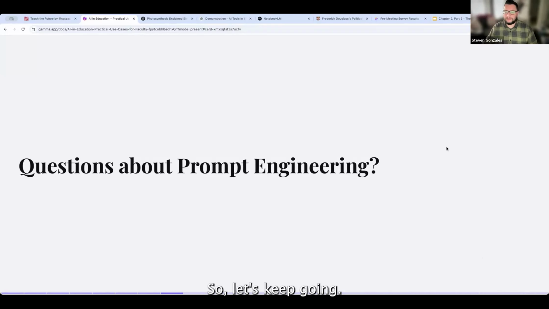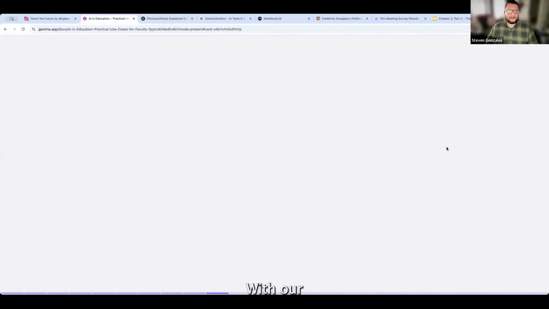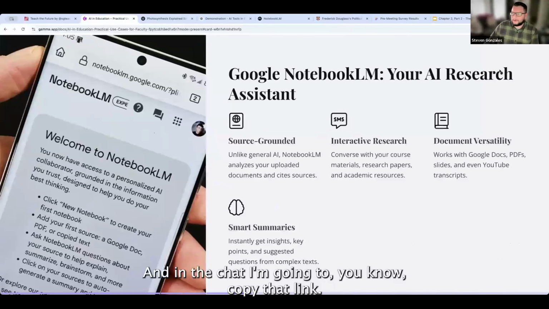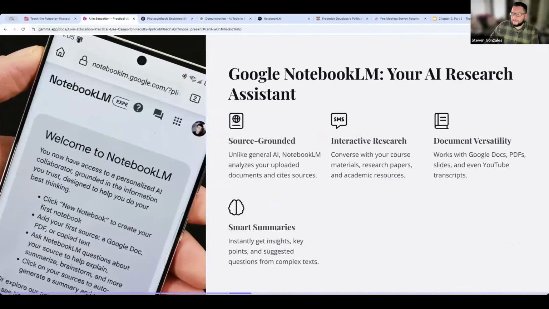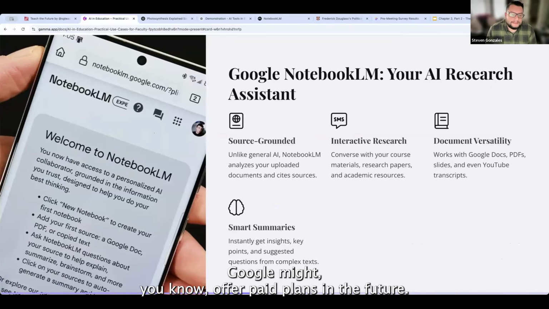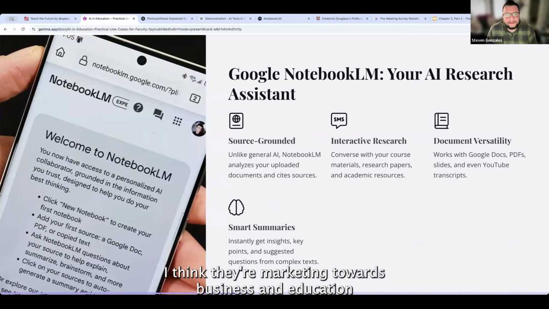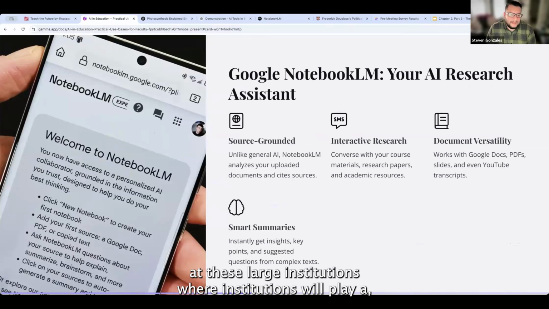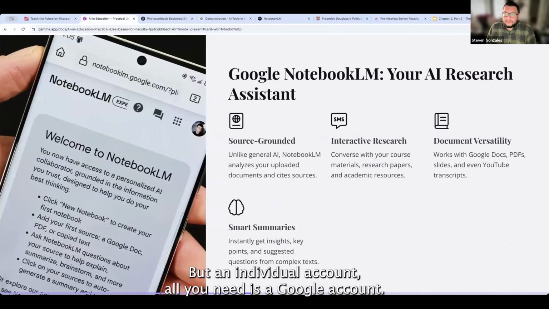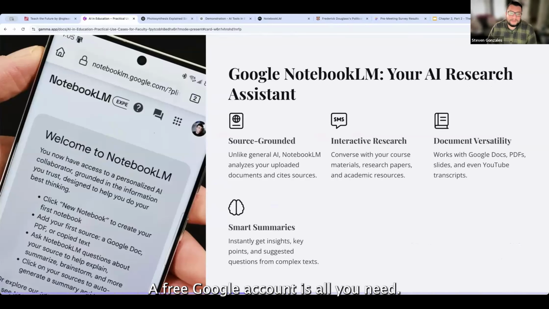So let's keep going with our slide. Let's talk about Google Notebook. In the chat, I'm going to copy that link. Google Notebook is completely free, at least for now. Google might offer paid plans in the future. I think they're marketing towards business and education, these large institutions that will pay a flat fee to get workspaces and team-ups, things like that. But for an individual account, your free Google account is all you need.